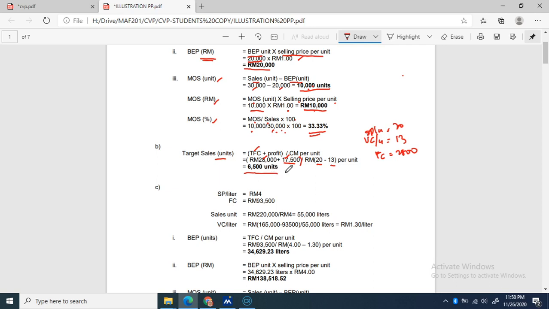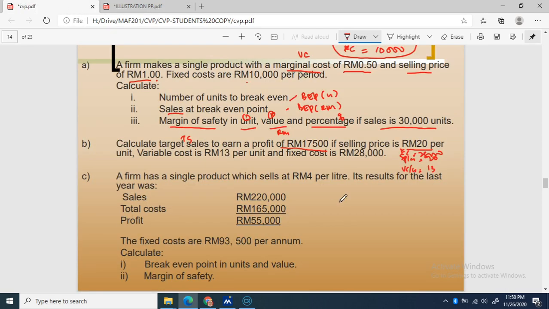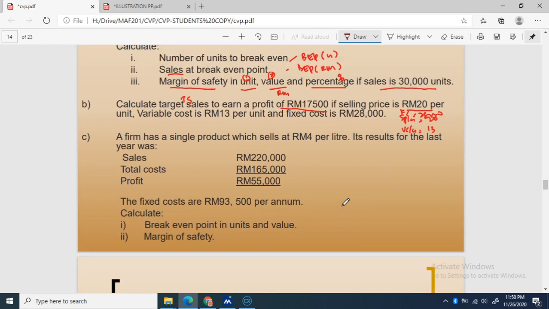So it shows that the company should sell 6,500 units in order to get profit 17,500 ringgit. Okay, now we refer to C. What happened to C? A firm has a single product which sells at 4 ringgit per liter. So the result for last year's sales is 220,000. Total cost, you get the profit.